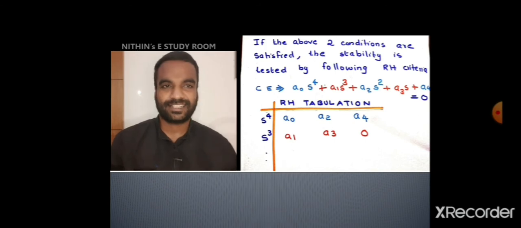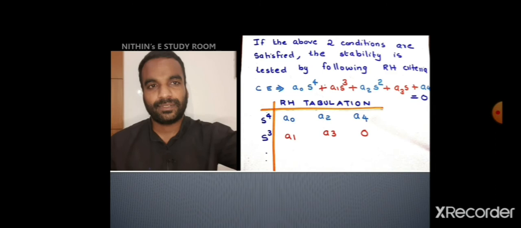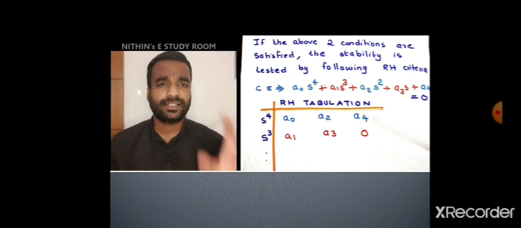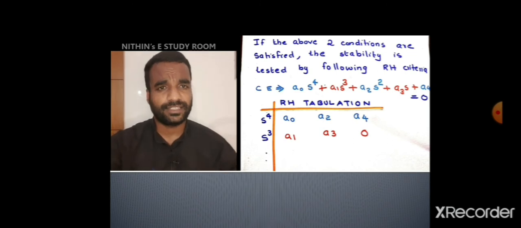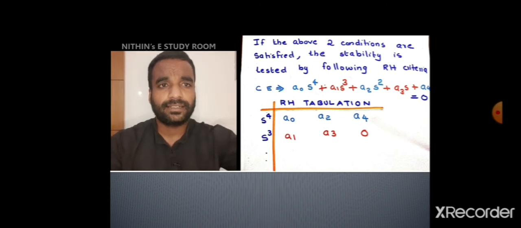Please check the RH tabulation. This is the RH tabulation. Here I have written the highest degree S4 first, then S cube, then S square, S1 later. Anyhow, S4 is the highest degree. I have marked that initially.